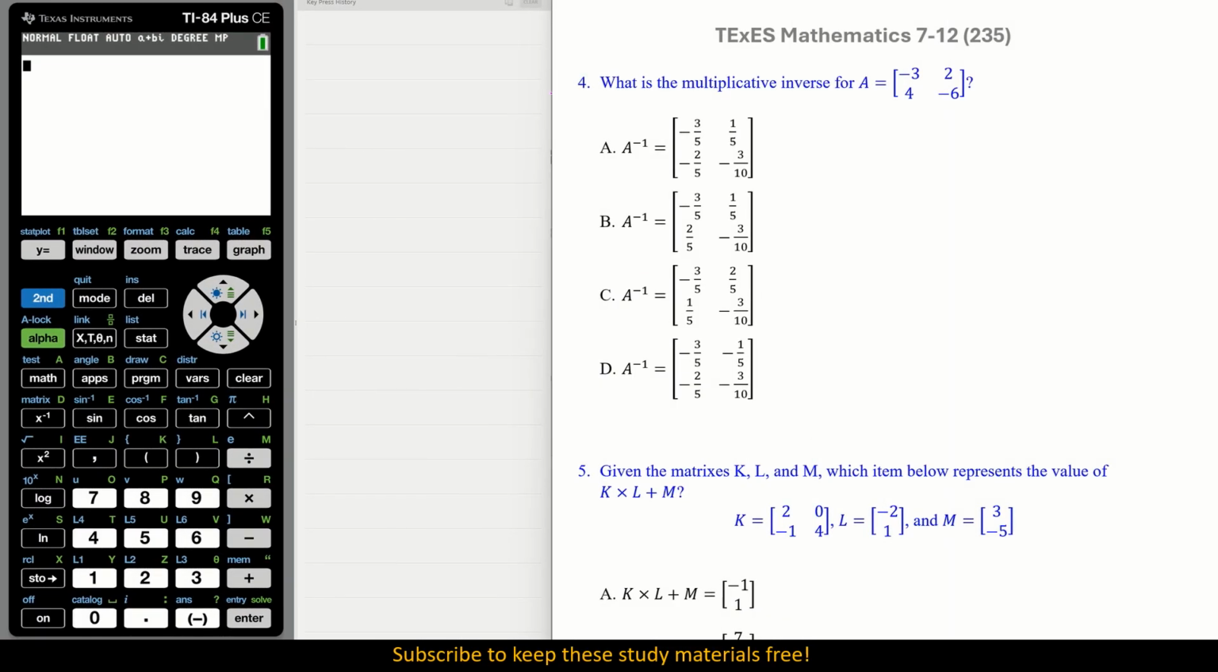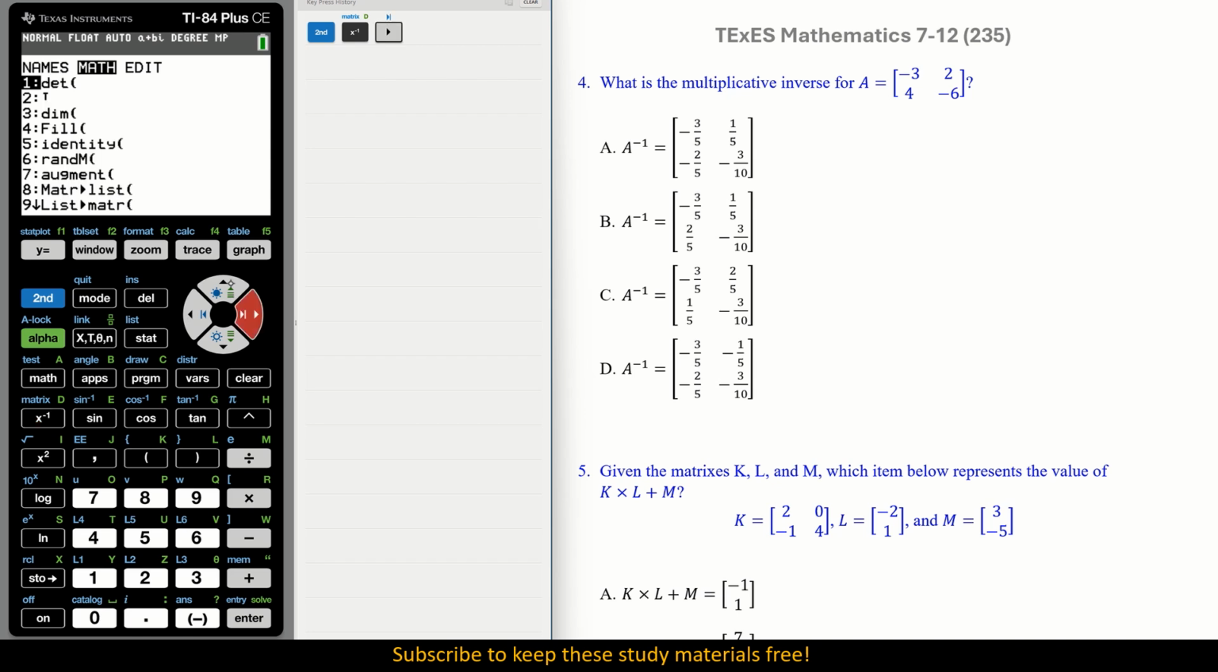Number 4, what is the multiplicative inverse for A when it equals negative 3, 2, 4, and negative 6? Okay, we can calculate the inverse on our calculator. Now by hand, yeah, it might get a little dicey, but don't worry about it. Let's do it with our calculator. Okay, second matrix. Now we need to go over and edit and put in our values. Okay, so push enter. Now it's open. We want to keep it a 2 by 2. If I didn't mention, you can change those 2's to any size. You can make it rather large, and the calculator will handle it.